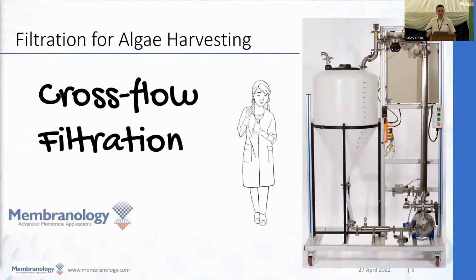So where do we fit in? We are the downstream processing. When you've got your algae and all this bulk solution, you want to concentrate that up. Now, people use centrifuges, they're quite inefficient. So we use cross-flow filtration systems for doing this.